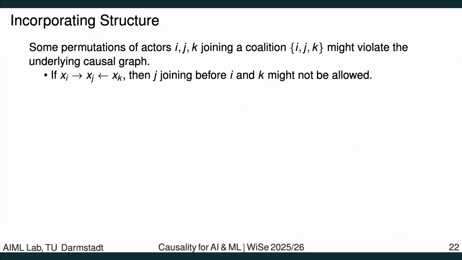And yeah, we can do some further tricks. So if we know, for example, we have a causal graph where xi and xk cause xj, then we might not allow coalitions or sequences of actors joining that let j join before i and k. So we say, well, no matter what we do, because i and k cause j, they need to come before this j actor. So basically, we are following the way our causal model would evaluate.